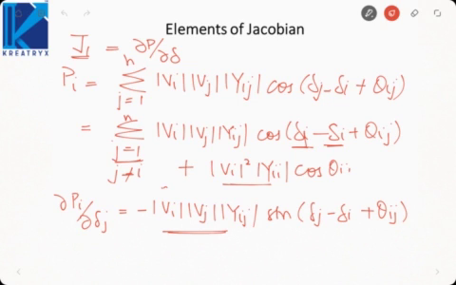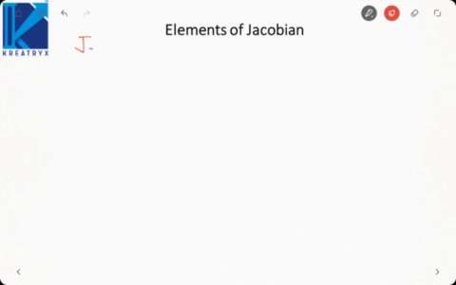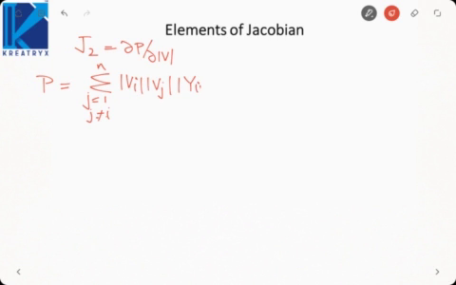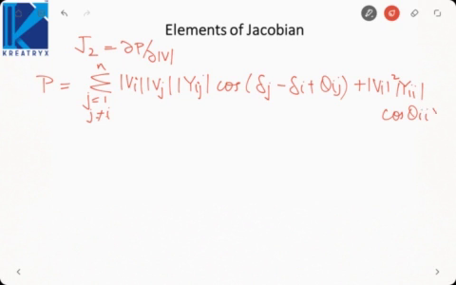Now let us calculate the elements of J2. Now J2 was del P by del mod V. Just now I will write down the expression of P: the sum over j equal to 1 to n, j not equal to i, of mod Vi mod Vj mod Yij cos of (delta j minus delta i plus theta ij), plus mod of Vi square Yii cos of theta ii.